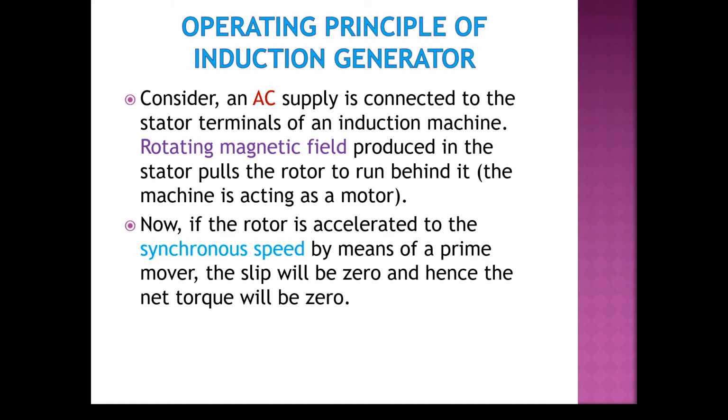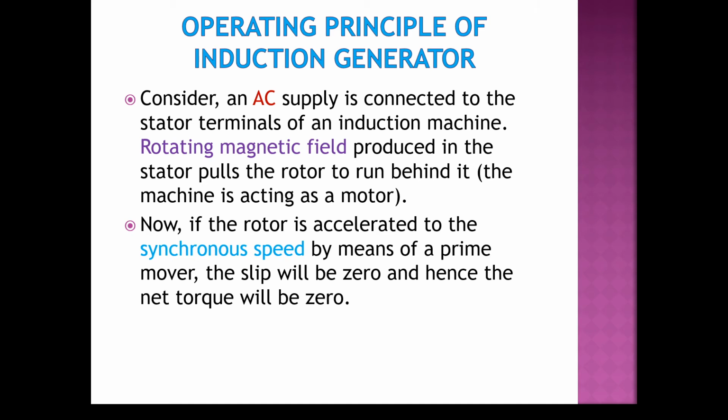So when AC supply is connected to the stator terminals of induction machine, RMF, that is rotating magnetic field, will be produced in the stator. So this rotating magnetic field will have a speed, that is ns, and the speed of rotating magnetic field will be higher than the speed of the motor. Always n is less than ns, that is speed of the rotor is always less than speed of rotating magnetic field. If the rotor is accelerated to the synchronous speed by means of some prime mover, so it can be some engine or turbine. Prime mover can be another motor also, another induction motor also.